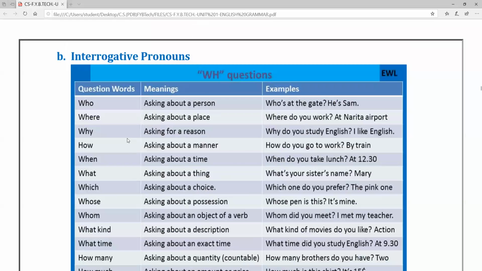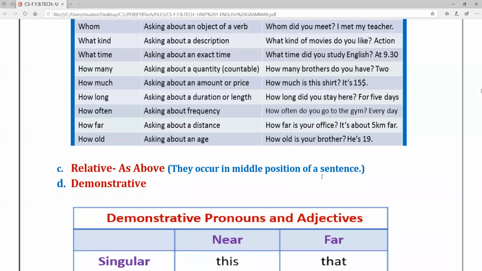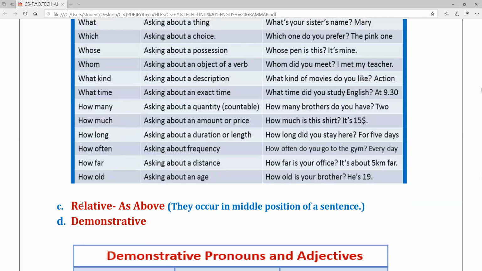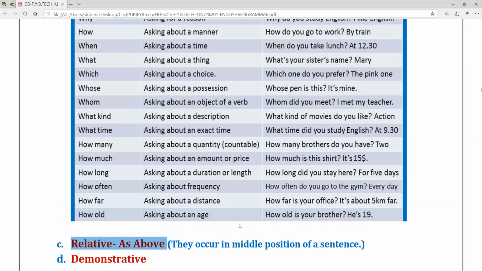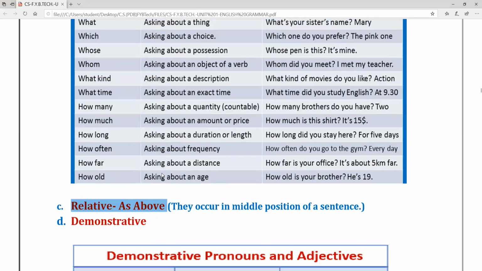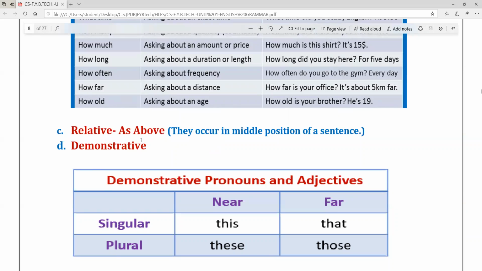So these are the interrogative pronouns that we have studied. And relative pronouns, when they are used in the middle position of a sentence, then these interrogative pronouns function as relative pronouns. जेव्हा वाक्याच्या मध्ये जेव्हा आपण इंट्रोगेटिव्ह प्रोनाउन्स वापरतो तेव्हा आपण त्याला रिलेटिव्ह प्रोनाउन असा यूज करतो. Relative pronouns are used for relating the things and making the relation between the things.